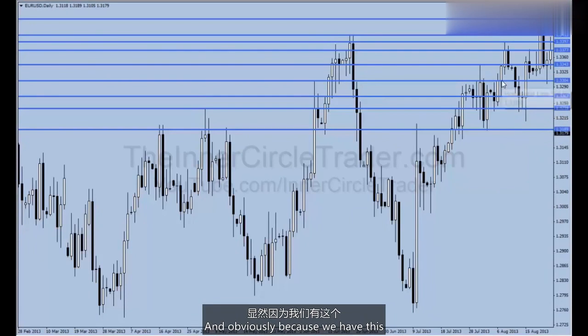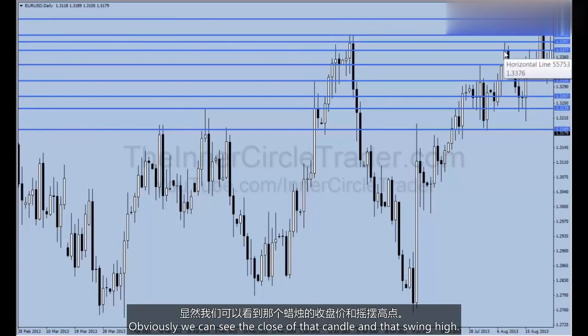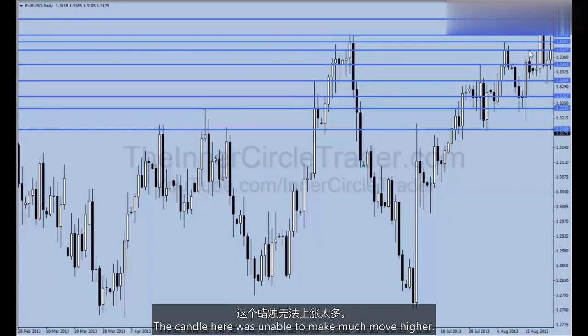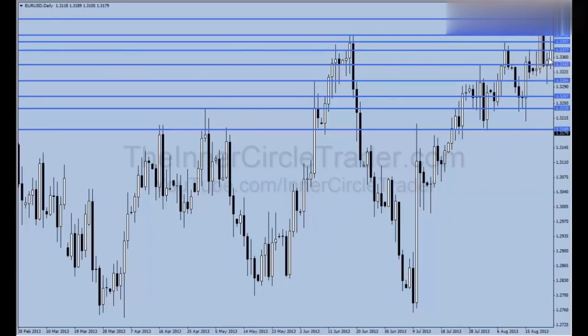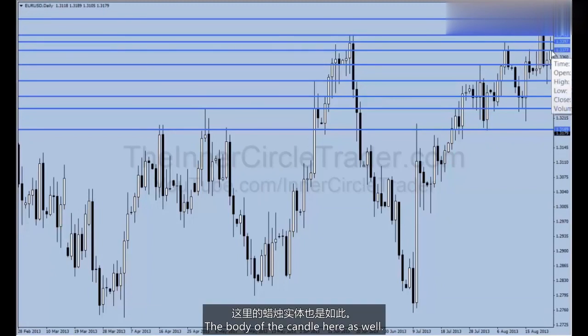And then obviously, because we have this market open on this candle here, if you go over here, look what you did. You have a bounce right off of that. Obviously, we can see that the close of that candle and that swing high, we were opening essentially near that same point and went lower. The candle here was unable to make much move higher. We fell short of it here. The body of the candle here as well.